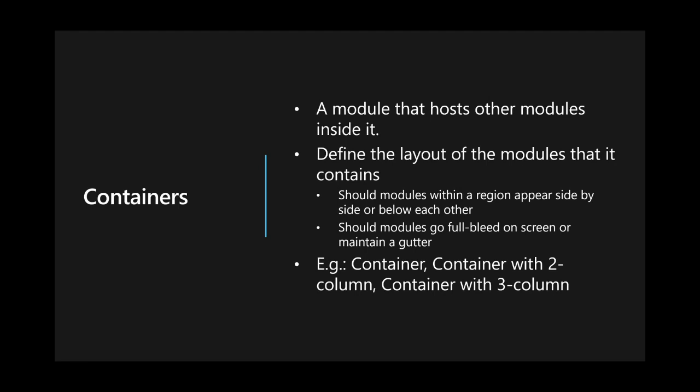So, when we looked at the product details page, we saw there is a buy box container, which hosts all the modules that are related to the buy box. So it gives you that separation in terms of a section. And then there is a ratings and reviews section, which hosts all the ratings and reviews modules. So it's a neat way to define how you want to lay out your page as well. And there are three container modules that we support. There is container, container with 2-column, and container with 3-column.